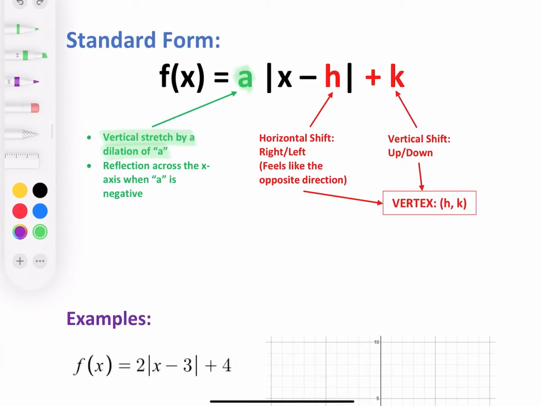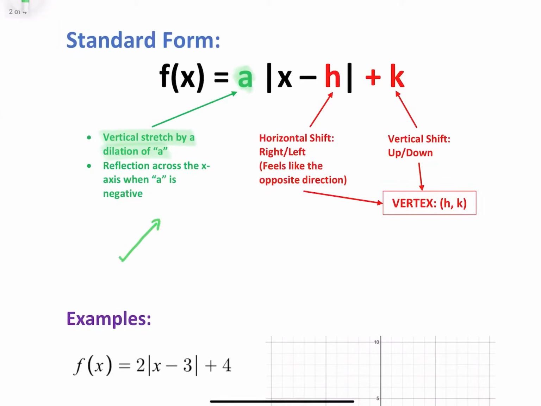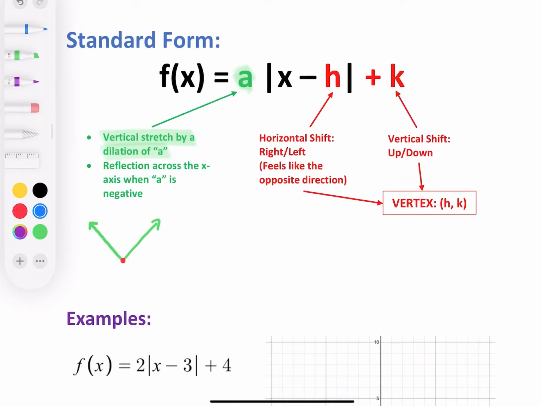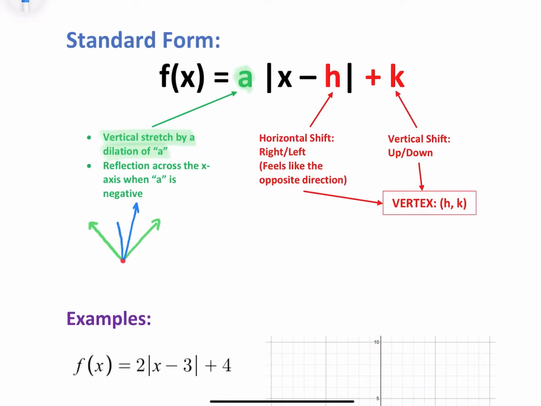Let me go ahead and change this highlighter back to a pen. We have our parent function, which means that our graph looks like this. If we have a vertical stretch of 2, that means it's going to be twice its size. Now we're going to start off by anchoring our graph with that vertex, and we're going to stretch it out twice its size. So if A is equal to 2, that means we're pulling on the graph in an upward direction. Think of it as a rubber band.